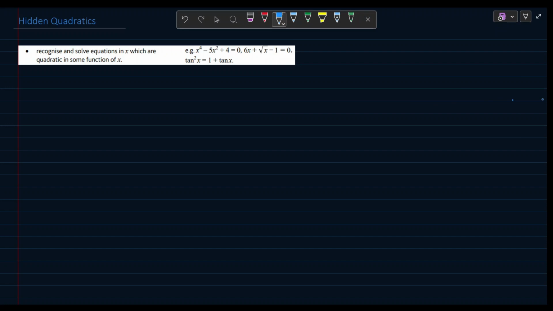Alright, in this video we're going to be looking at hidden quadratics. You might sometimes hear these being referred to as disguised quadratics or quadratics in some function of x. These are basically equations that don't look like quadratics but are in fact quadratics. So I've got three examples that we'll go through together.